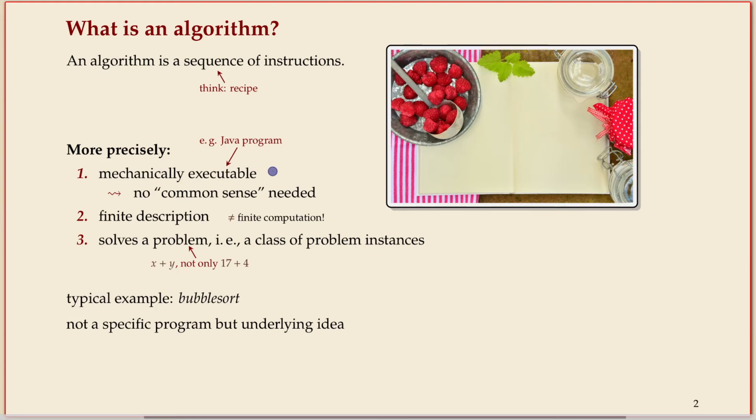So first of all, we want it to be mechanically executable. It should be as precise as needed to be executed on a computer. And that can be painstakingly detailed sometimes. In particular, we can't appeal to common sense of humans. That doesn't work. We have to avoid all fudge. We have to specify everything in detail.